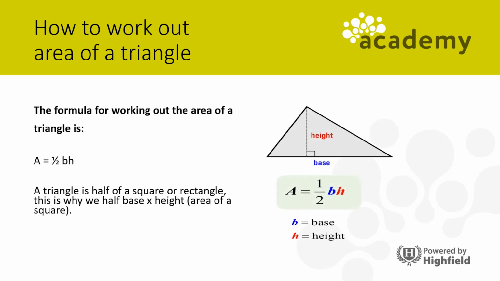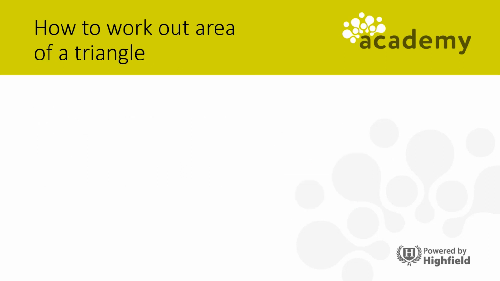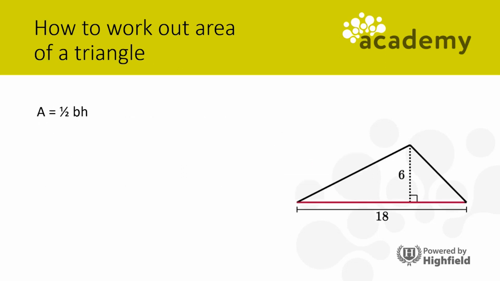A triangle is half of the square or rectangle. This is why we take half the base times height, the area of a square. But what does this mean and how do we work it out? Well, the equation is A equals half of BH. So the A can be changed to area, or area equals half of BH.